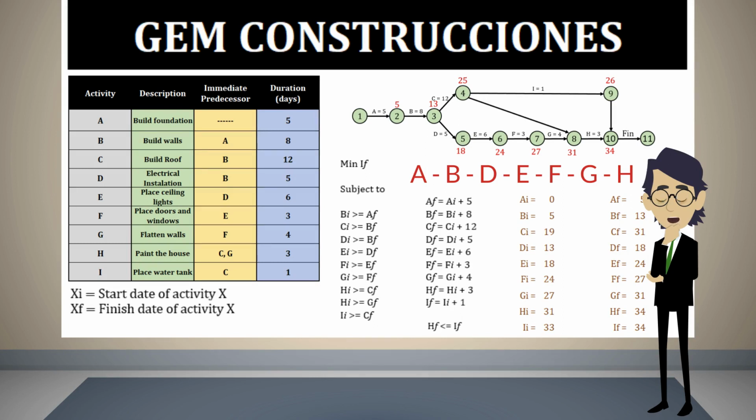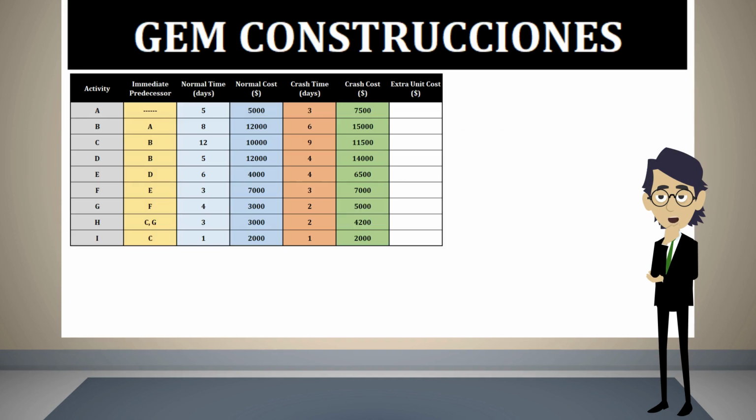Let me erase everything and I will show you the table with 3 more columns. Now suppose that we have made an investigation to find out which activities can be done faster. This will usually cost more. For instance, activity A can usually be done in 5 days, but working overtime and leasing a more efficient equipment, it could be done in 3 days.